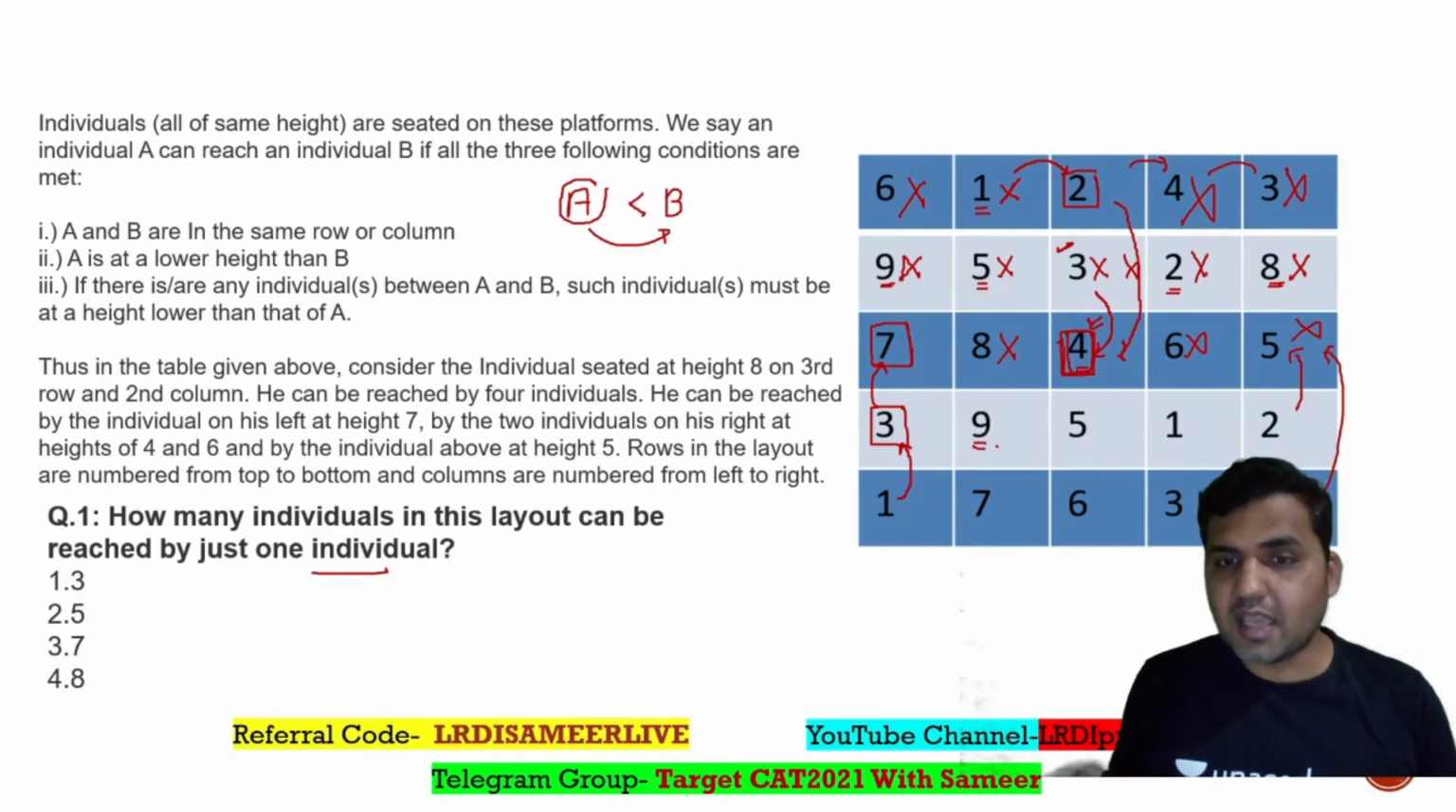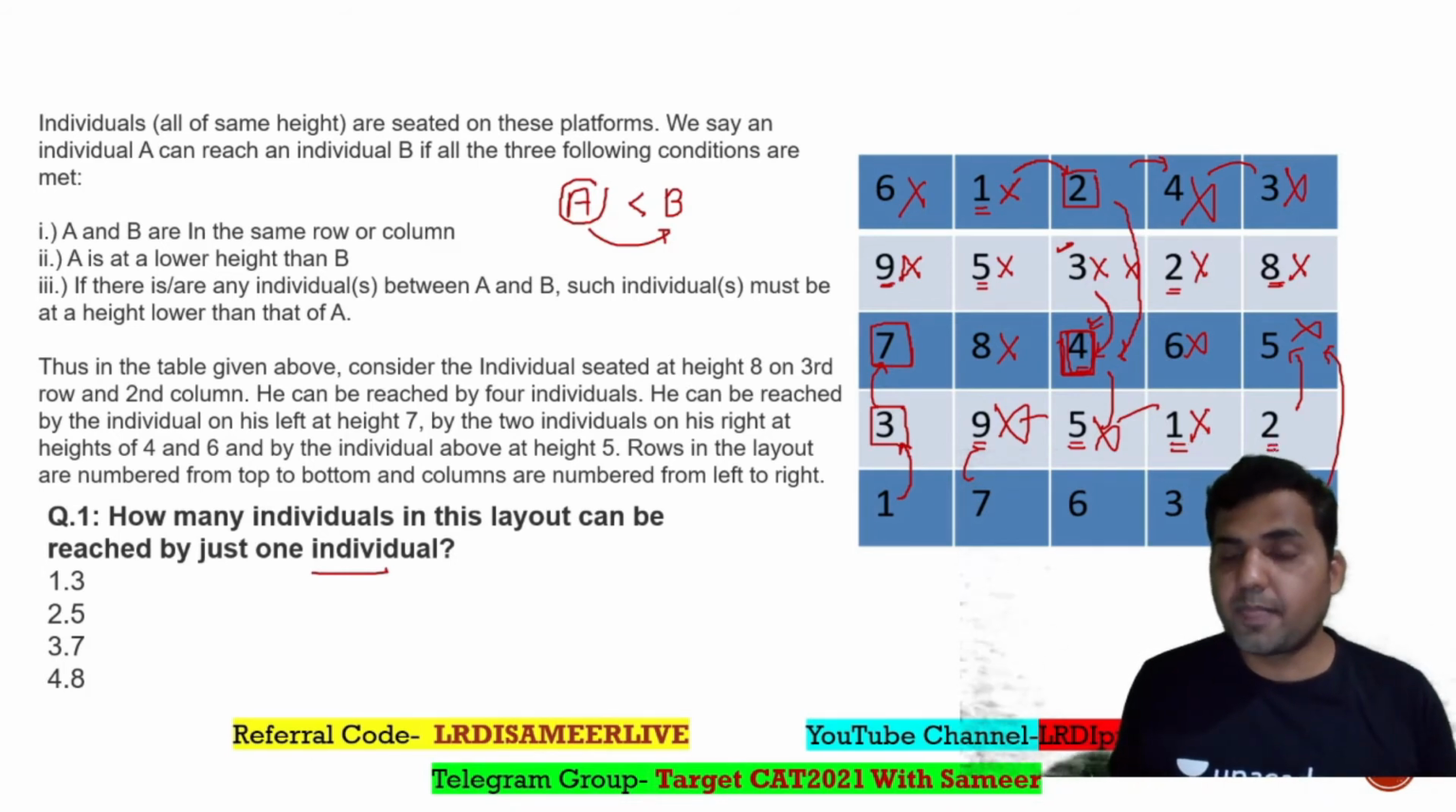If you look at 9, the person sitting at 9 can be approached by 7 as well as 5 both. So it cannot be the answer. The person sitting at 5 can be approached by 4 as well as 1 both, so it cannot be part of the answer. 1, you can see that all persons surrounding 1 will be at a higher height as compared to 1, so nobody will be able to approach 1.